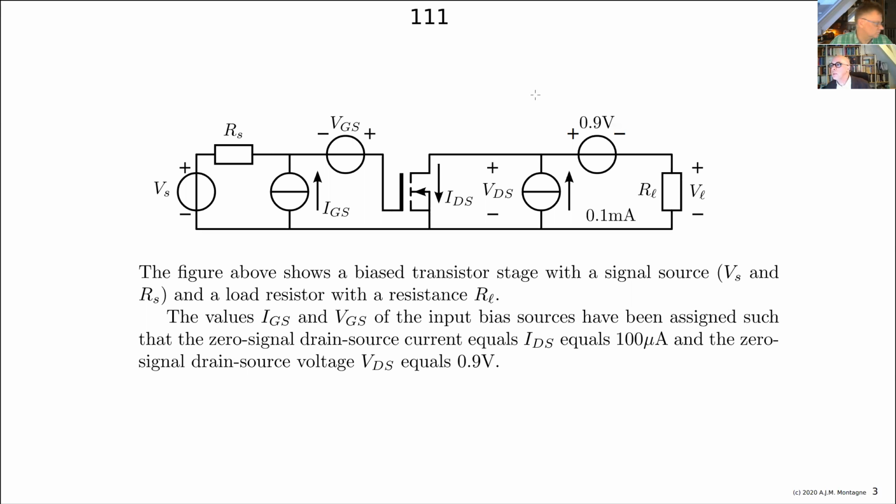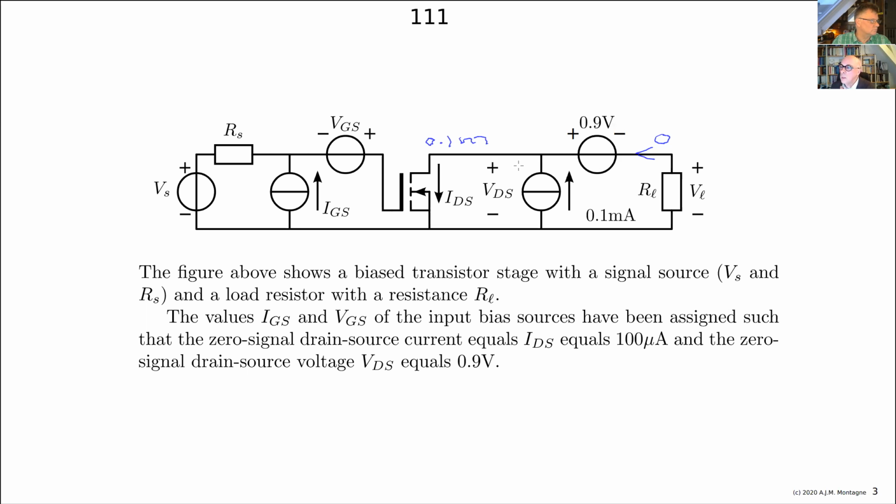I will do it in a similar way. We have biased the circuit exactly as I told you in the previous exercise. So here the current is again 0.1 milliamp, which means that all this current is flowing there and there is no current here. So here we have 0 current, and if there is 0 current, then this one is not delivering nor dissipating any power.